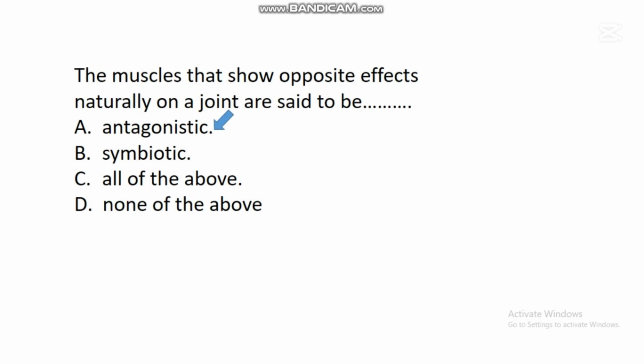These muscles work in a way that if one of them is in action, the other muscle will relax. If the other one is relaxing, the first one is in action.